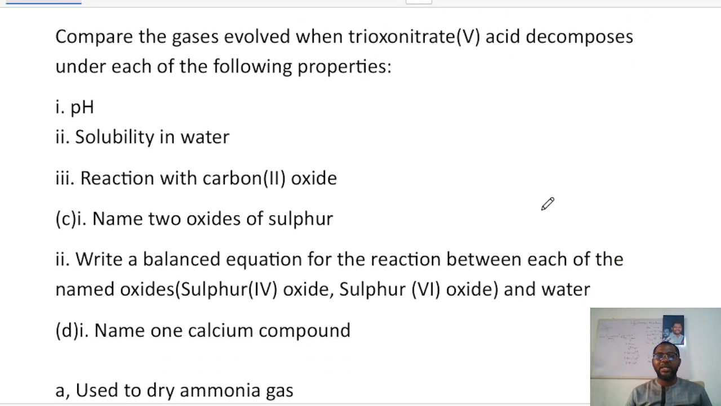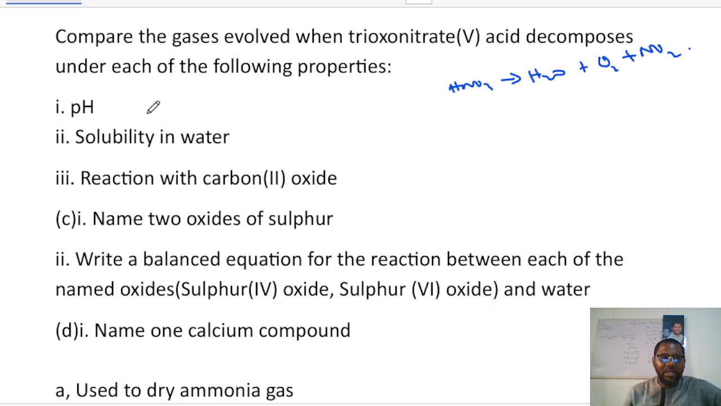Now the next one says compare the gases evolved when trioxonitrate 5 decomposes under each of the following properties. Now when HNO3 decomposes, you are meant to get water, oxygen, and NO2.